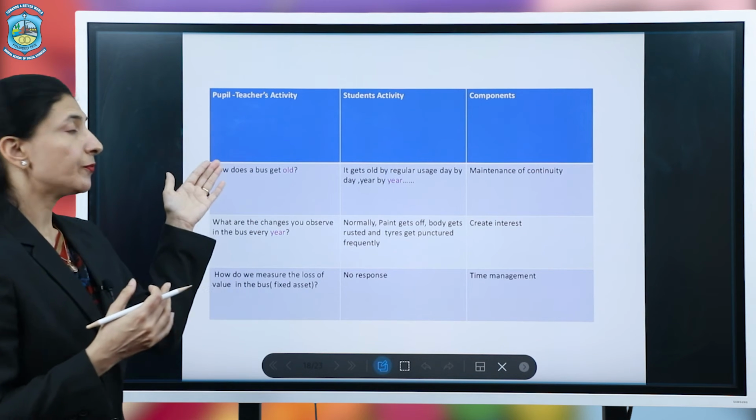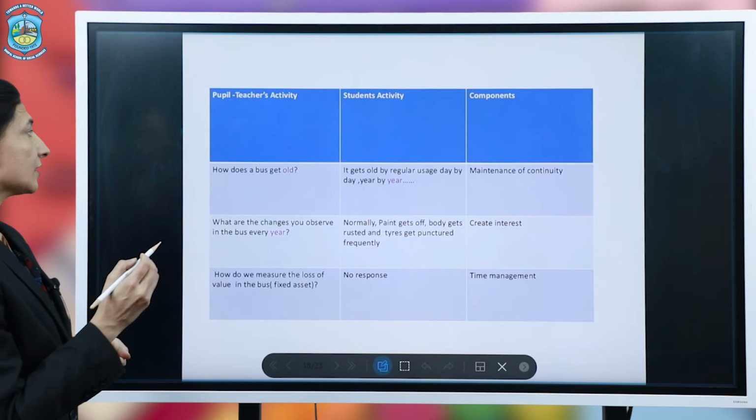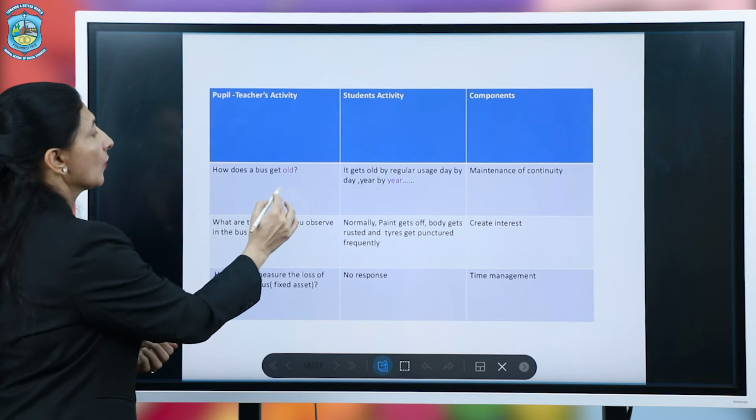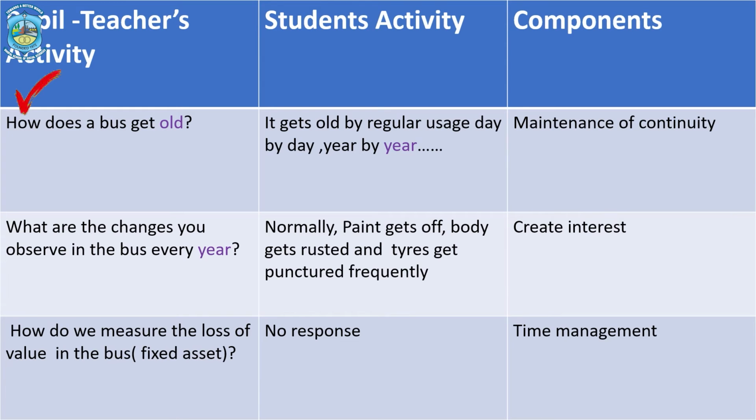Now, next under pupil teacher's activity, you can see the next question is, how does a bus get old? So, the students' activity is, it gets old by regular usage, day by day or year by year. So, here also I've used the same component as maintenance of continuity. So, we can repeat some of the components.